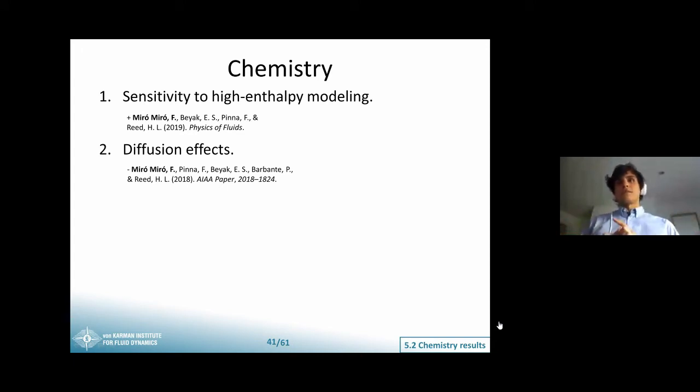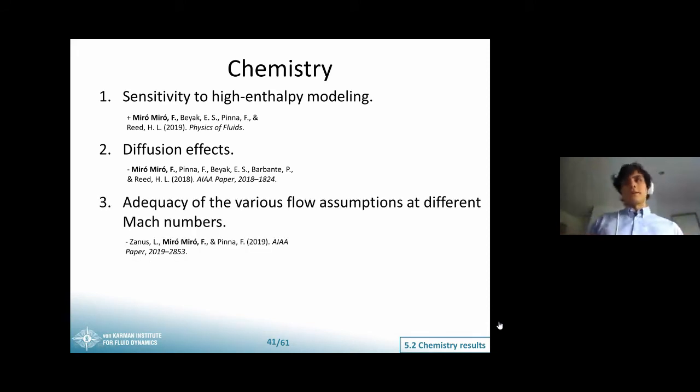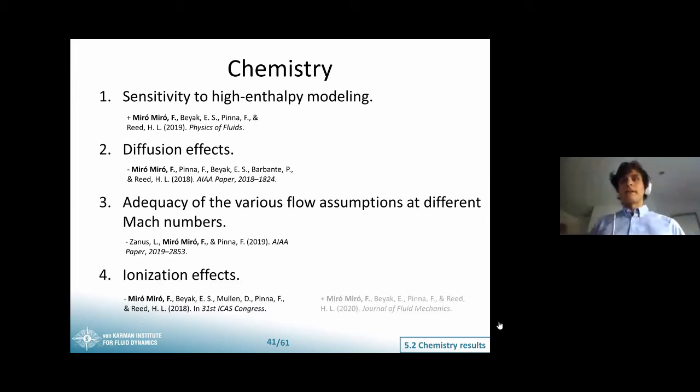The second was an investigation on diffusion effects, which we presented at the SciTech conference 2 years ago. The third was a study on the adequacy of the various flow assumptions at different Mach numbers, which we presented together with Ludovico Zanos at the 2019 Aviation conference. And finally, an investigation on ionization effects, which we presented at the ECCOMAS Congress 2 years ago, and for which we got the prize for best student paper. A spin-off of this investigation, with a lot more depth and theoretical studies, is currently under review at the Journal of Fluid Mechanics.